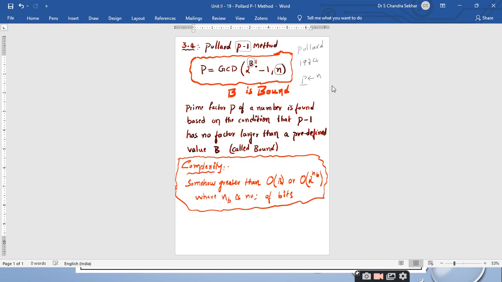The simple point you have to remember under this Pollard p-1 method is, this is based on a condition that p-1 has no factor that is larger than the predefined value, which is called B. Here B is called the bound. So we define a bound and we assume that p-1 has no factor larger than this bound. Is it clear?